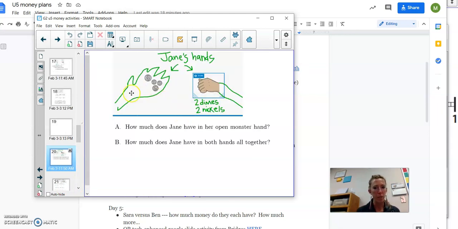And then we have me drawing a monster, like I could not get an open hand out here. So I just drew like this weird looking hand and I called it the monster hand. So here's Jane's hand. These are 2 hands. Yeah, those are her 2 arms.